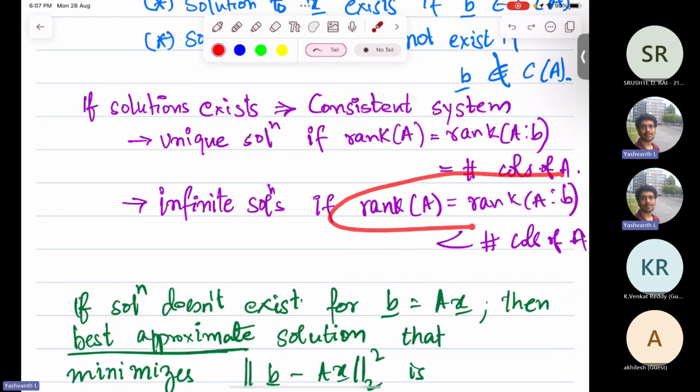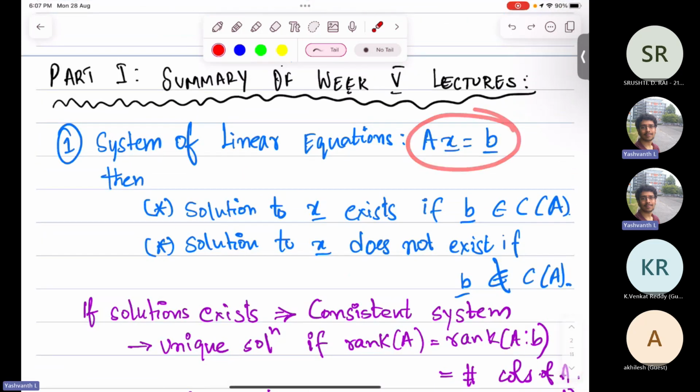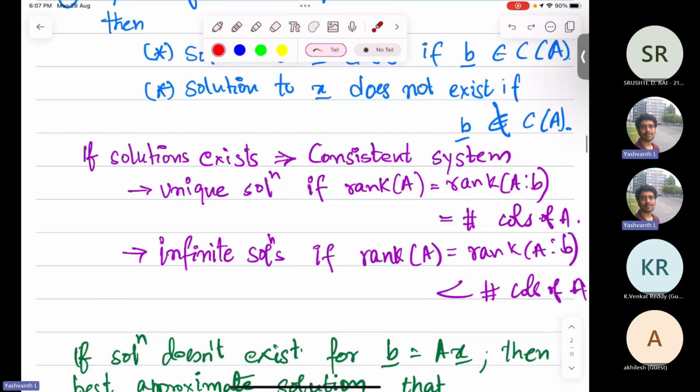And if this number is less than the number of columns in A, then the system Ax equals B is consistent. That is, it has a solution, but it doesn't have just one solution. It has infinitely many solutions. Okay, so these are the two possibilities for a consistent system of linear equations.